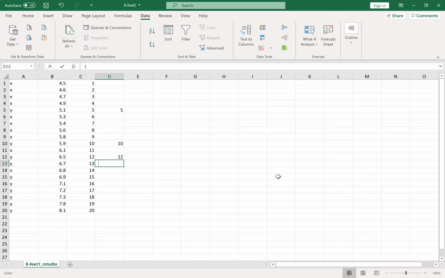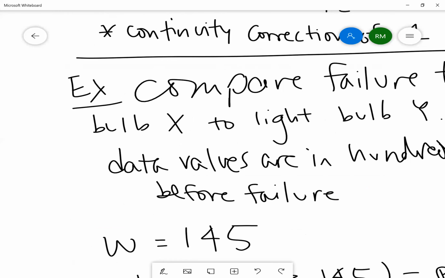These are the light bulbs that came from company Y. And we want to add them up. And we get 145. So this is how we find our W statistic. We've added up the ranks of the light bulbs that came from company Y. All right, well, let's switch back over to here, and you'll see what we saw earlier.